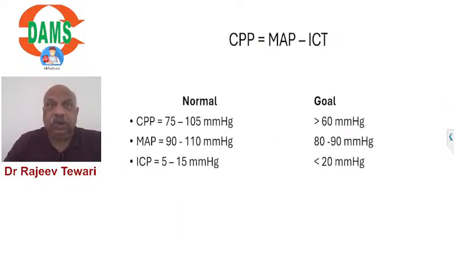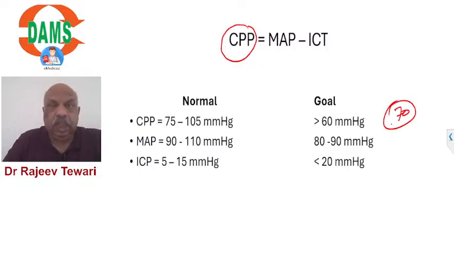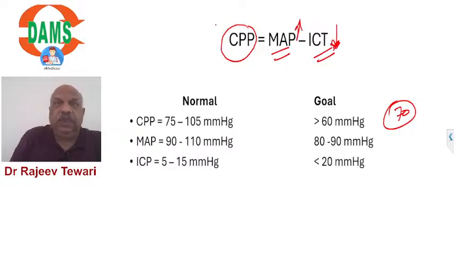So in head injury, what we need to know? We need to know CPP, cerebral perfusion pressure, is the most important indicator of prognosis. You have to keep it around 70. Mean arterial pressure is the pressure from below, ICT is pressure from above. So this should be high, this should be low, so that we keep CPP high.